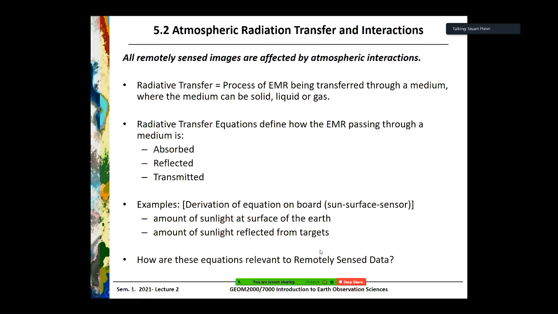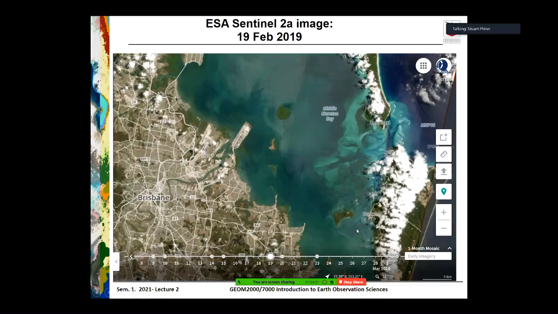Those equations are what we take and use with pixel values that are recorded in remotely sensed data sets. So we can do things like estimate water vapour concentration over Brisbane here. If we look at water bodies, we can use a radiative transfer equation to estimate suspended sediment concentration. We could look at a radiative transfer equation to do water depth estimates based on the amount of blue and green light that we're looking at as well.